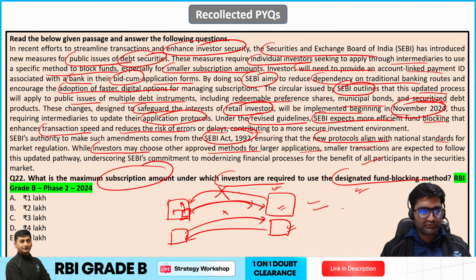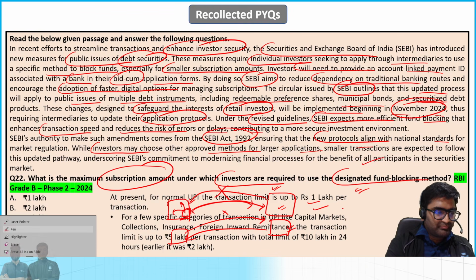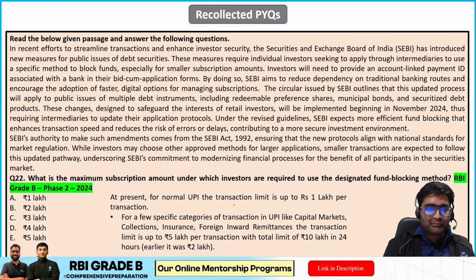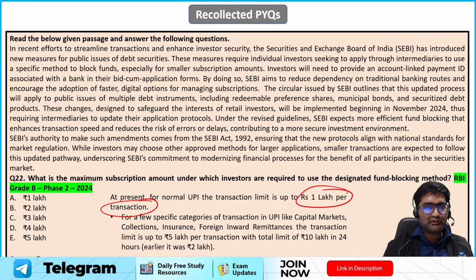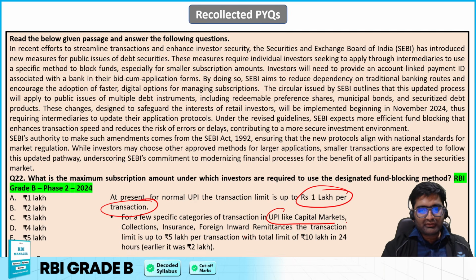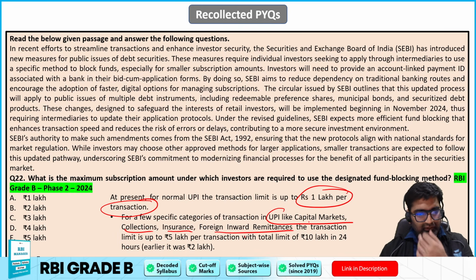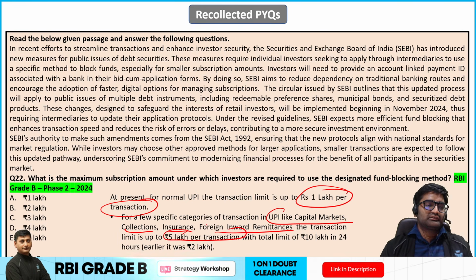is what? Okay, so as per the rules, it is around 5 lakh. Okay, 5 lakh rupees maximum amount, right? Normal UPI transaction limit is 1 lakh per transaction. Through UPI, this particular thing happens for a few specific categories of transaction, like capital market collection, insurance, foreign inward remittance, where the transaction limit is up to 5 lakh rupees per transaction. At least 5 lakh you have to transfer. Okay, so only then this will happen.